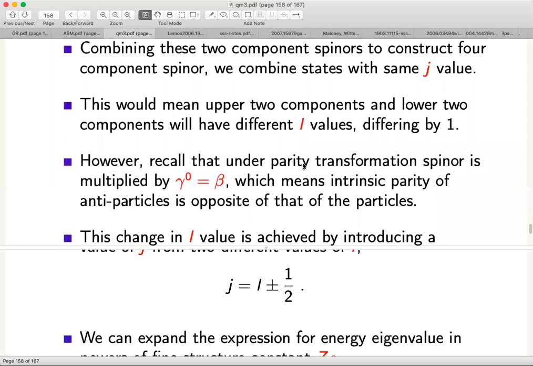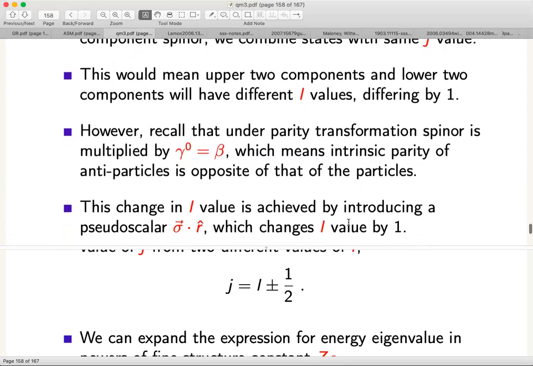But that is just as well because we have already studied that the parity transformation of the spinor is done by the matrix gamma 0, which is the same as beta, and in our basis beta was a diagonal matrix with identity and minus identity. So under parity transformation, the spinor would be multiplied by beta, which tells you that the upper component does not change sign and the lower component changes sign. This is consistent with what we found here, that if you work with the good quantum number in the Dirac equation, then the upper and lower components would have L values differing by 1.